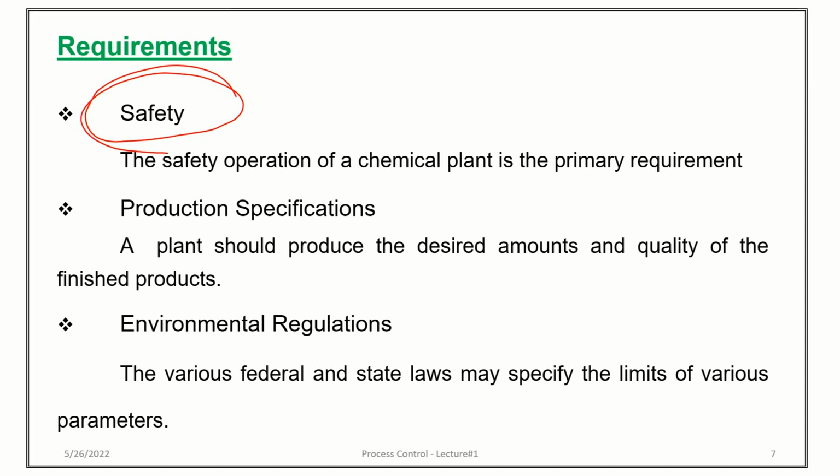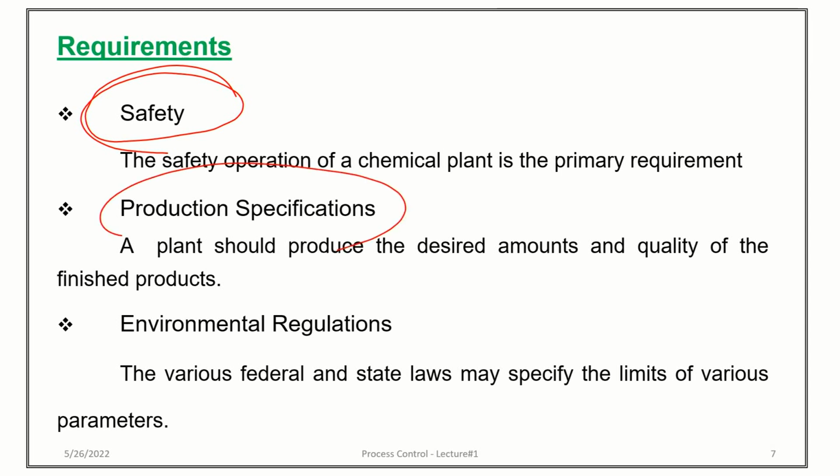Suppose we design a reactor that should be operated below 100 psi. In that case, we need a pressure control system in order to ensure that the reactor is operated below 100 psi, right? So this is called a safety requirement. Not only pressure, they may impose some constraints on the temperature, maybe on the chemical composition, etc. So these are all called safety requirements.